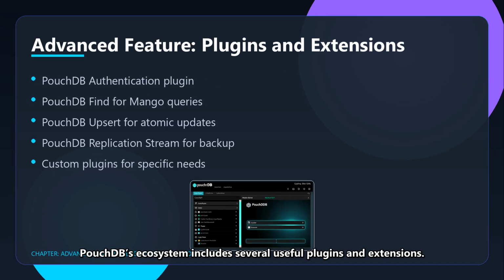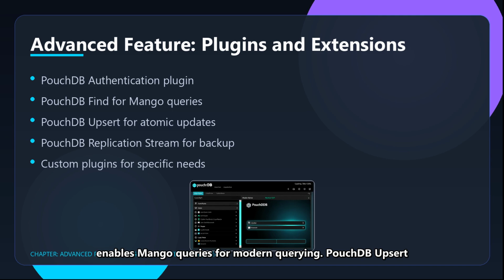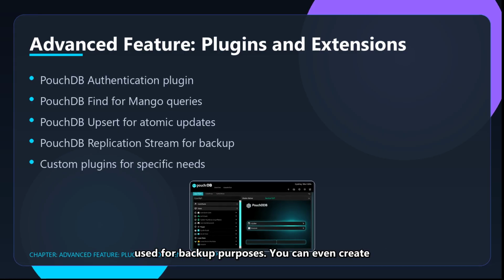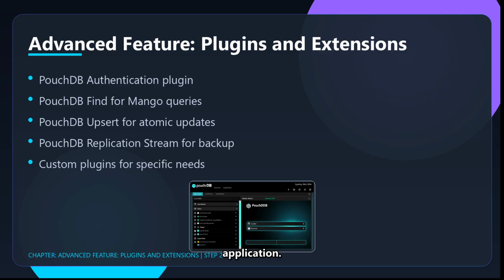PouchDB's ecosystem includes several useful plugins and extensions. The authentication plugin simplifies user management. PouchDB Find enables Mango queries for modern querying. PouchDB Upsert allows atomic updates, and Replication Stream can be used for backup purposes. You can even create custom plugins to meet specific needs in your application.